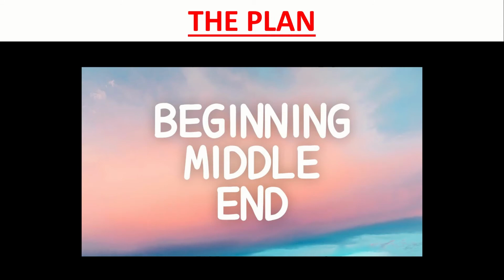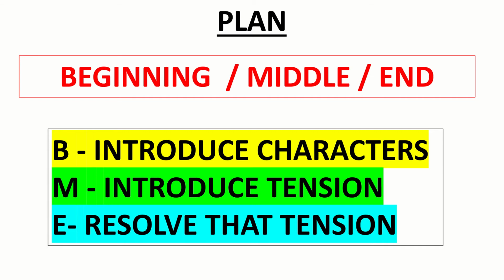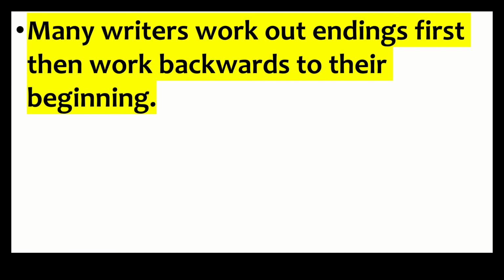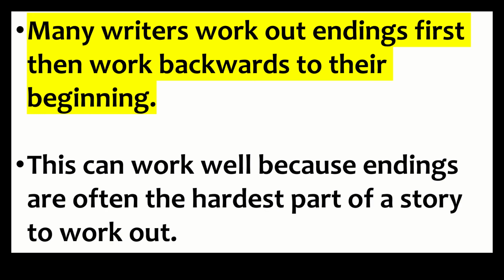A plan for the story is really simple: beginning, middle and end. In the beginning we introduce a character, the middle is we introduce a tension or a problem, the end is we resolve that problem or we don't. It's essential you decide on your ending before you start writing, because if you don't know where you need to get to, it will go all over the place. Many writers work out the endings first, then work backwards. This can work well because endings are often the hardest part of the story.